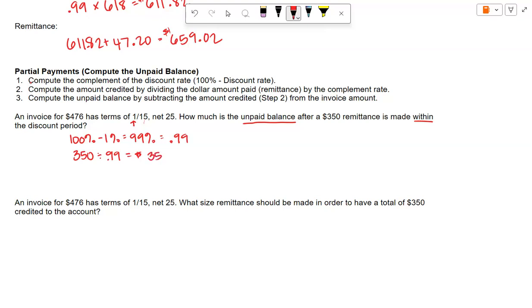Okay, and so even though they paid $350, they're credited for $353.54 since they paid some of that within this 15-day discount period. Oops, not account, but amount credited.